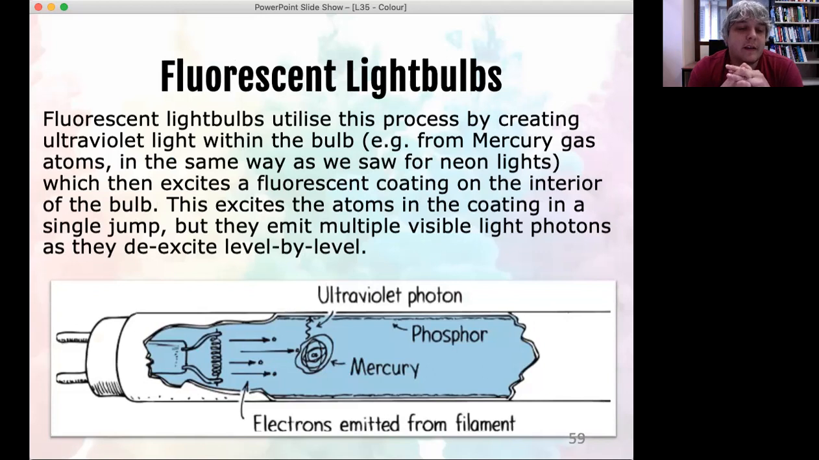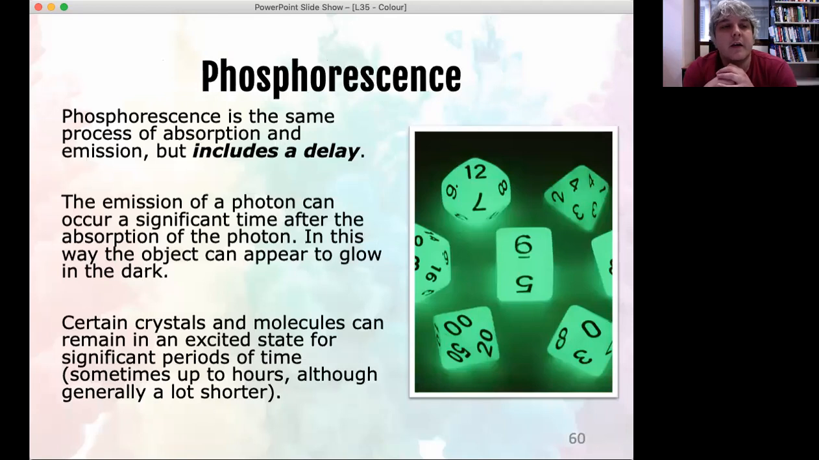So the UV light that comes out of the mercury is absorbed by that fluorescent coating. That fluorescent coating goes up at least a couple of levels in one jump, and then goes down in single steps, giving off visible light. So technically, that mercury gas in fluorescent light bulbs is creating UV light, but they've just got a coating that turns that UV light energy into visible light energy, so that we can use it as a light source.